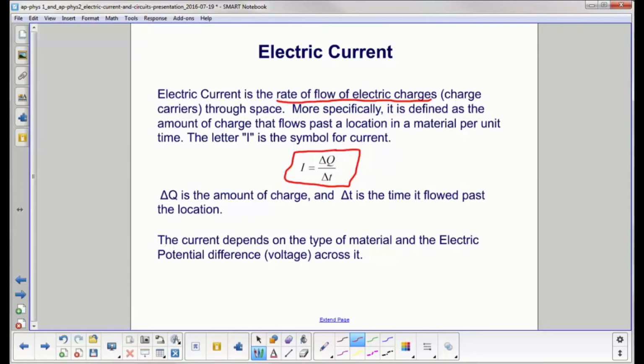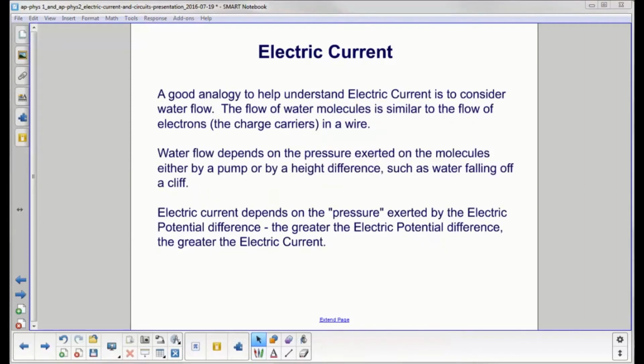The current will depend on the type of material that it's flowing through and the electric potential or voltage across it. Since we normally don't see current, the few times we do see it, it's not a very good thing. It's when you get a spark coming from an electrical outlet, or lightning, frankly, is electric current. So we want to have an analogy here to help us understand it.